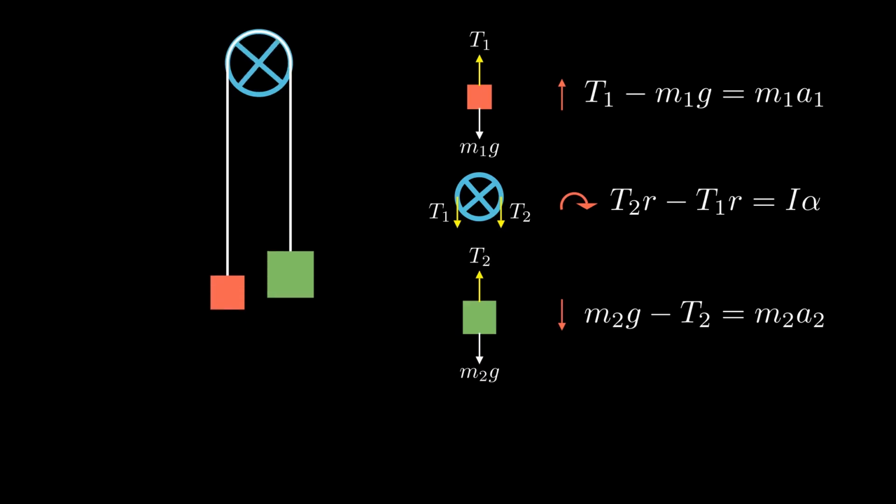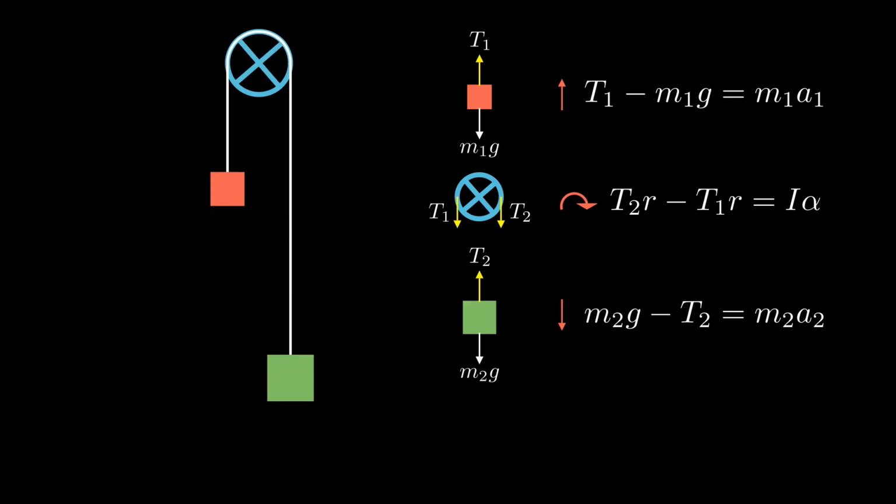We then consider the kinematic relationships between the two masses. When the mass m1 moves upwards by a distance d1, the mass m2 moves downwards by the same amount d2. So we get d1 is equal to d2. When we take the derivative of d1, we get d1 prime is equal to d2 prime, which means the velocity of mass m1 is equal to the velocity of mass m2. Taking the second derivative then gives us the acceleration a1 is equal to the acceleration a2.